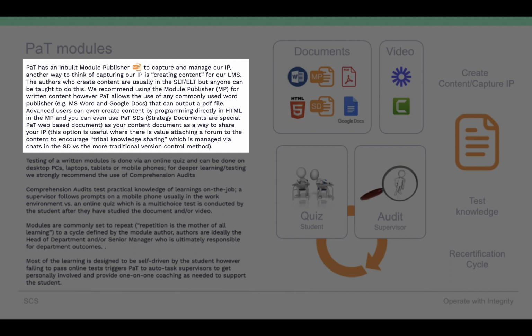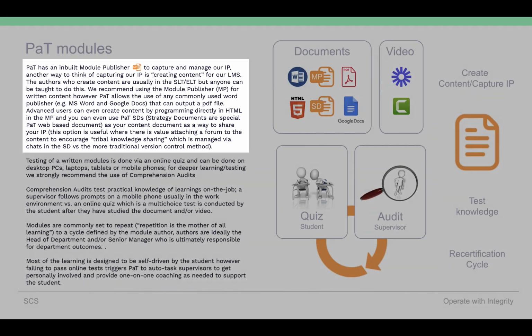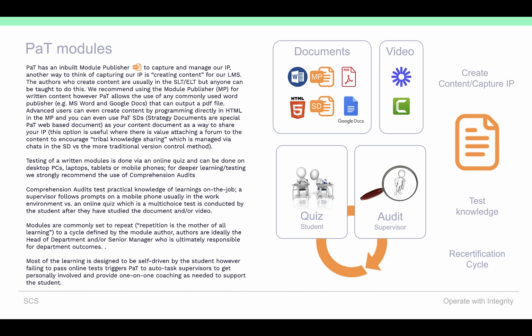This option is useful where there's value attaching a forum to the content, where you can encourage tribal knowledge sharing. So everyone that's involved with that bit of knowledge can have a conversation around it, and you can drop in and see the history of the conversation and how the thinking's being formed. And we do this via chats in the SD versus the more traditional version control method. So it's a slightly different way of managing our IP.